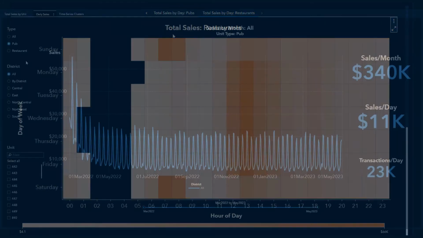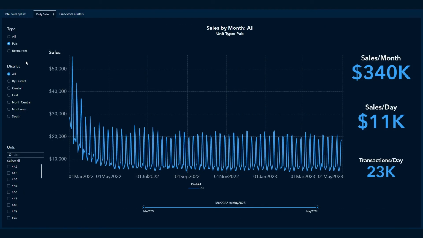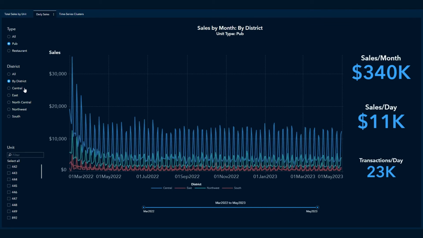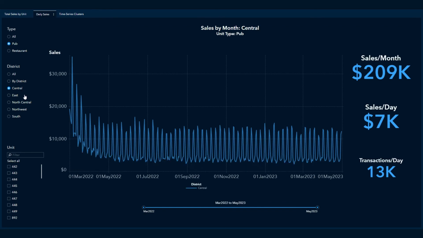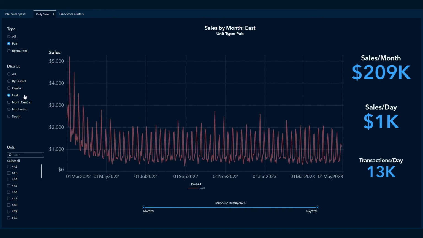Over the study period, pubs have a consistent revenue stream that declined in the first 3 months but stabilized to an average of $340,000 per month. All pubs have nearly identical sales patterns, peaking on weekends and dipping on weekdays. Restaurants, on the other hand, have multiple sales patterns.